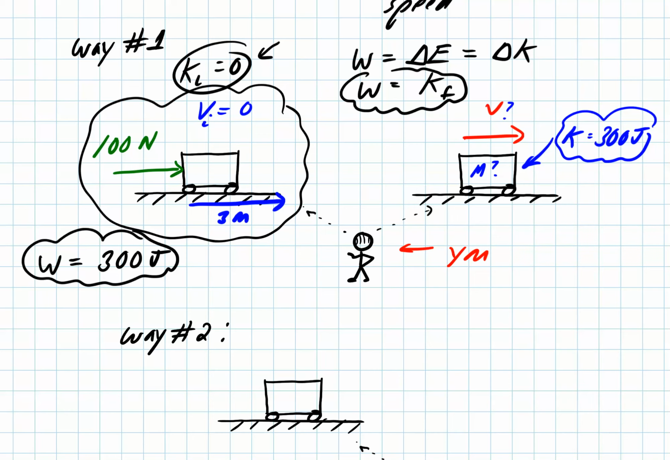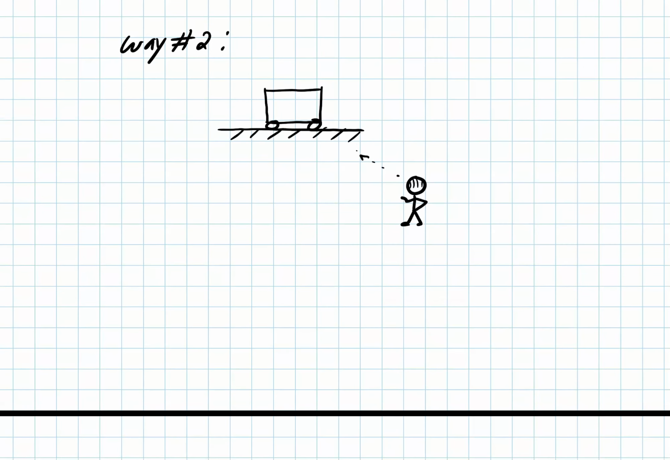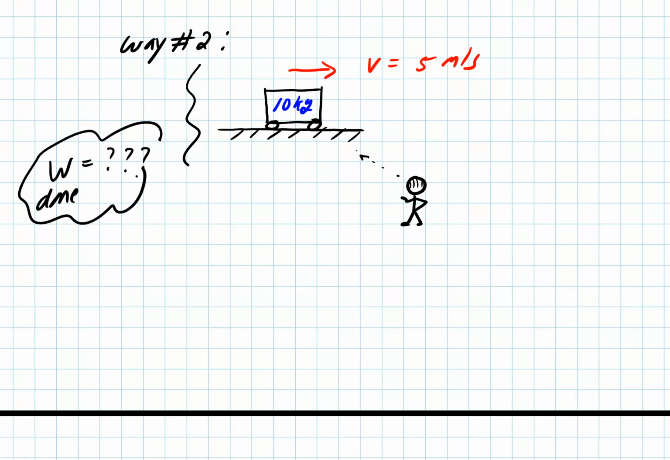All right, let's talk about way number 2. Way number 2 is, hey, you didn't see your friend. You don't know how much. Okay, here's what you see. You see this cart moving, and let's say that it's going at 5 meters per second. And you notice on the side of the cart, it says 10 kilograms. And so you have no idea. You don't know anything about the work done. You just weren't around to see it.